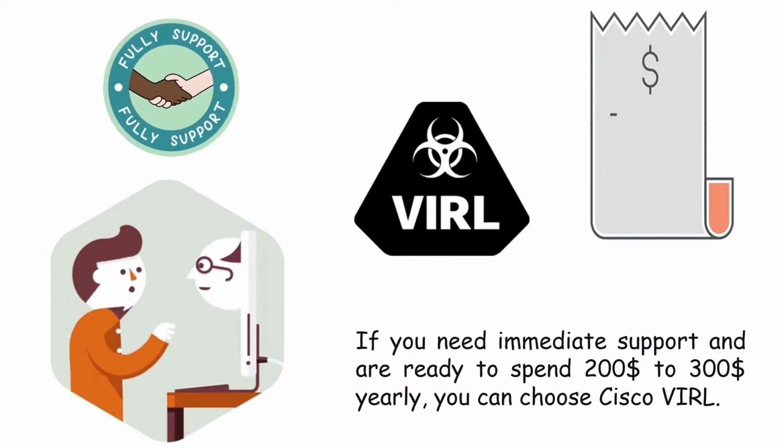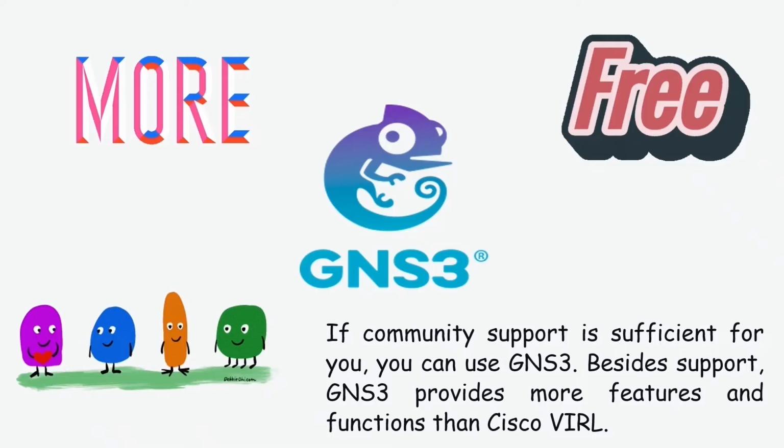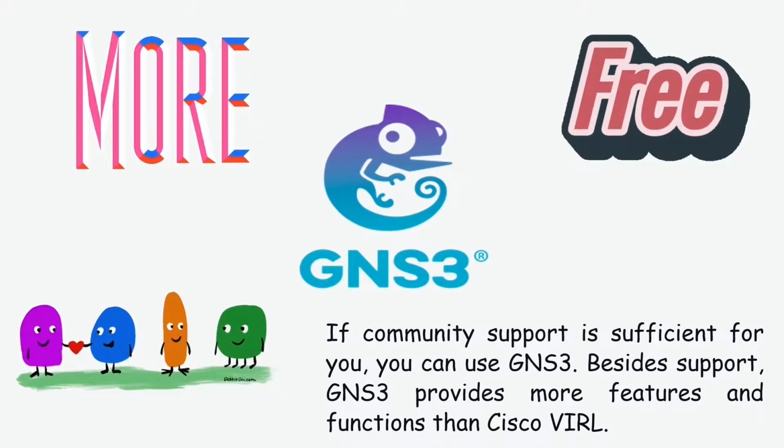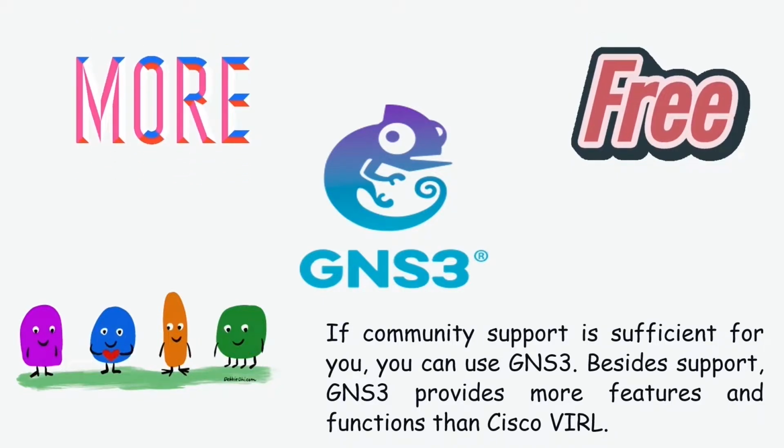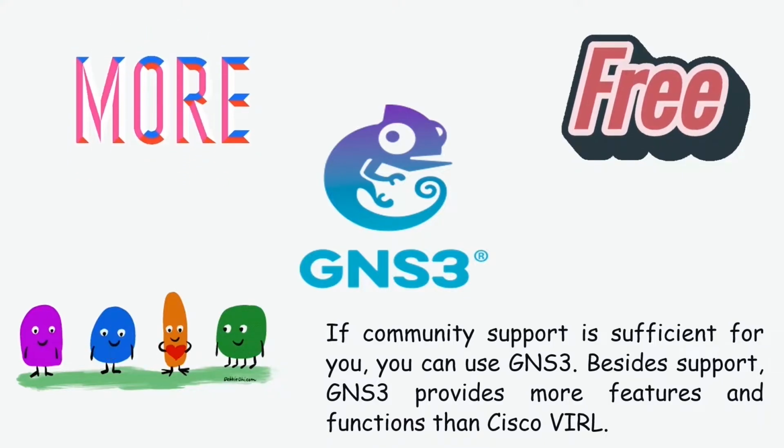If you need immediate support and are ready to spend $200 to $300 yearly, you can choose Cisco VIRL. If community support is sufficient for you, you can use GNS3. Besides support, GNS3 provides more features and functions than Cisco VIRL.